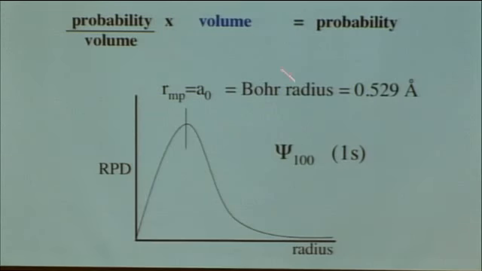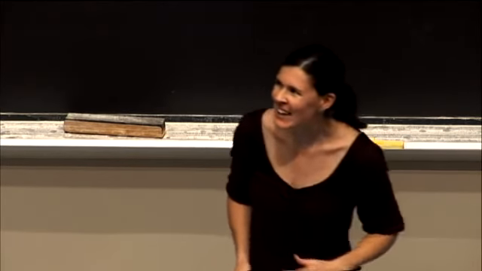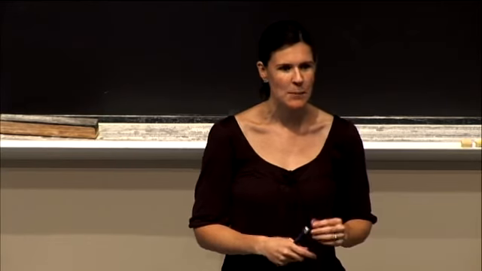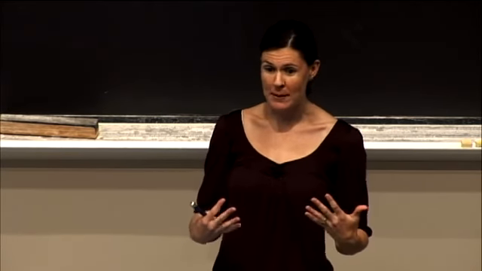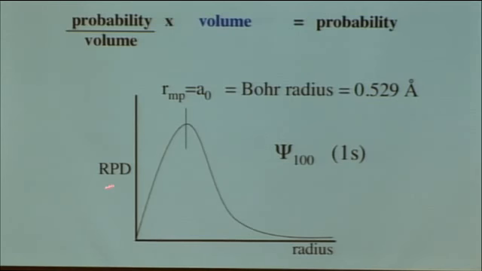And the most probable one here is at a naught. The other thing that we looked at, which I want to stress again, and I'll stress it as many times as I can fit it into lecture, because this is something that confuses students when they're trying to identify, for example, different nodes or areas of no probability in an orbital, is remember that this area right here at r equals 0, that is not a node.